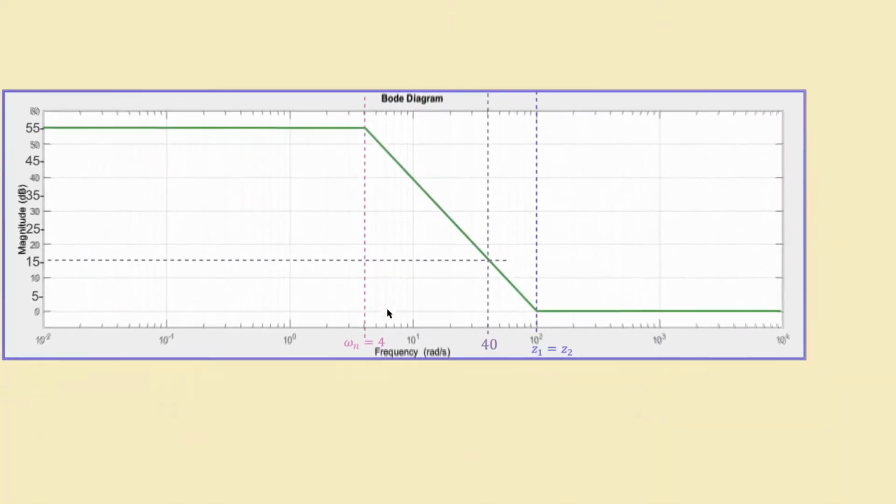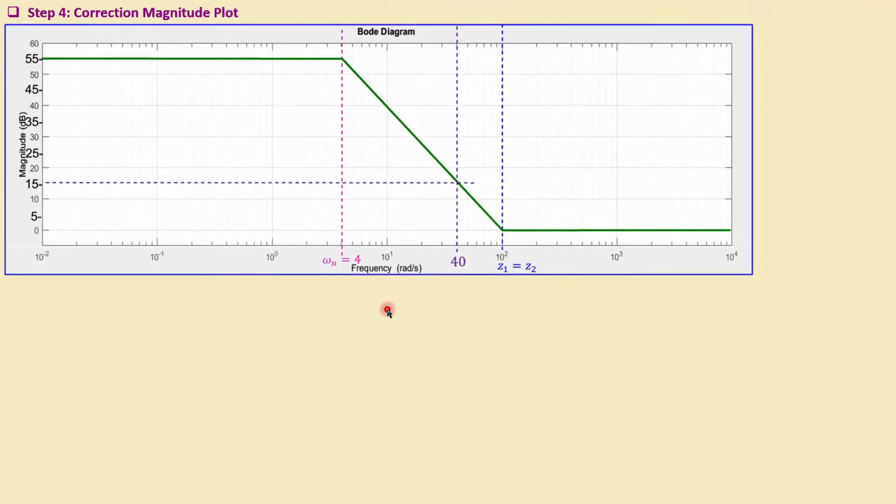All right, now we have this, and let's then also make that correction in the magnitude plot, if any correction is required, of course. Now we know that we have gain peaking, and that is because there are complex poles.